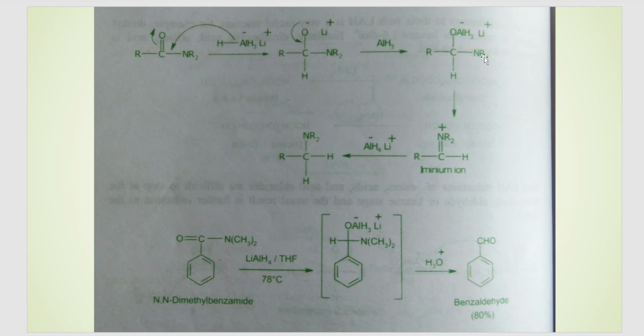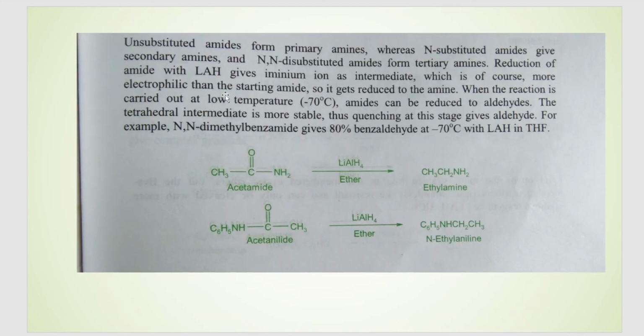And then there is an elimination of this whole group, Li plus and OAlH3, which goes out as OAlH3 minus and Li plus. And nitrogen, you know, has a lone pair of electrons on itself. It donates that lone pair to carbon and forms a bond between carbon and nitrogen to give NR2, and there is a positive charge on nitrogen, saying that nitrogen is now electron deficient. Why is that? Because nitrogen donated its lone pair of electrons to form a bond with carbon. So this is nothing but your iminium ion. So previously we were saying there is a formation of an intermediate, that is the iminium ion, that is this one.